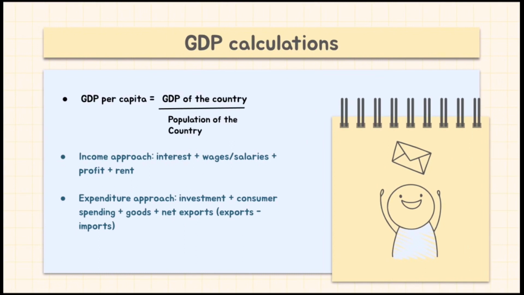To calculate this, there are three different ways to get some numerical value relating to GDP. First, there's the GDP per capita, which is the GDP of the country divided by the population of the country. Next, we have the income approach to get GDP, which adds interest, wages and salaries, profit and rent. And then we have the expenditure approach, which adds investment, consumer spending, goods, and net exports, which is exports minus imports.